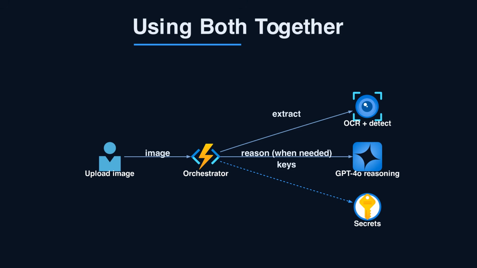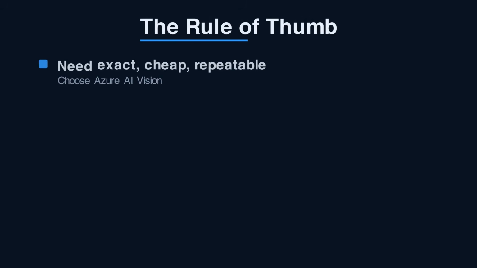Put Key Vault in front for secrets, and consider Functions or Container Apps to orchestrate the two calls. This hybrid keeps your bulk processing cheap, and reserves the LLM for the hard, ambiguous questions where its judgment earns its cost. Here's my opinionated rule.